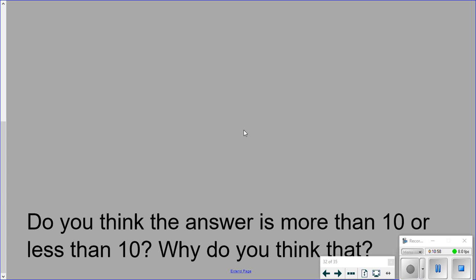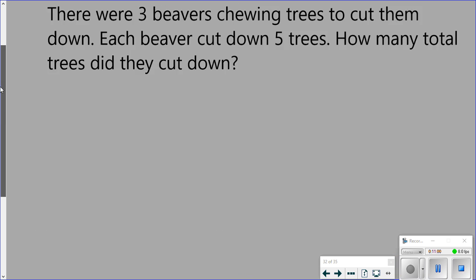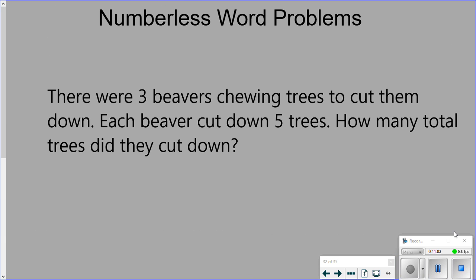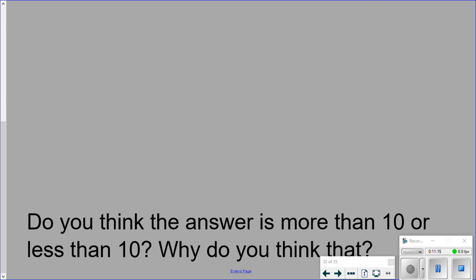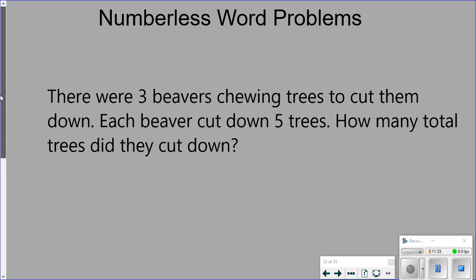Actually, I'm going to let you turn and talk to someone near you. Do you think this number of trees they cut down is more than 10 or less than 10? Raise your hand if you think they cut less than 10. Raise your hand if you think more than 10. Without telling me the answer, tell me why you think more than 10. I just want to know, is it more than 10?